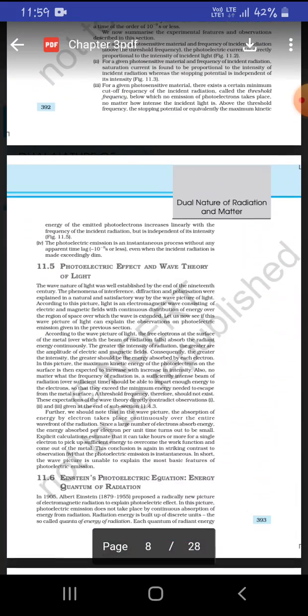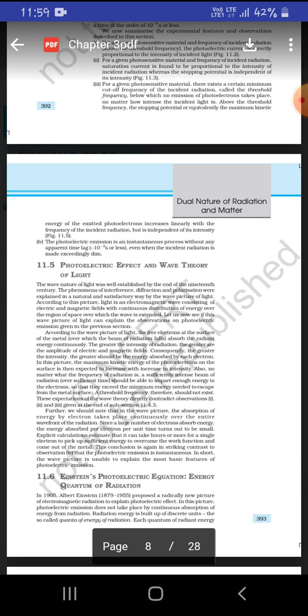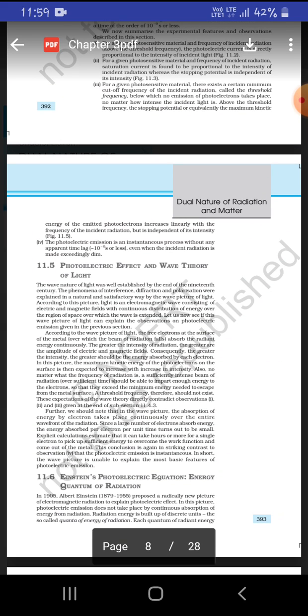So let's come to the photoelectric effect and the wave theory of light. The wave nature of light was well established by the end of the 19th century. The phenomena of interference, diffraction and polarization were explained by it. According to the wave picture of light, the free electrons at the surface of the metal absorb the radiant energy continuously, and the greater the intensity of the radiation, the greater the amplitude.